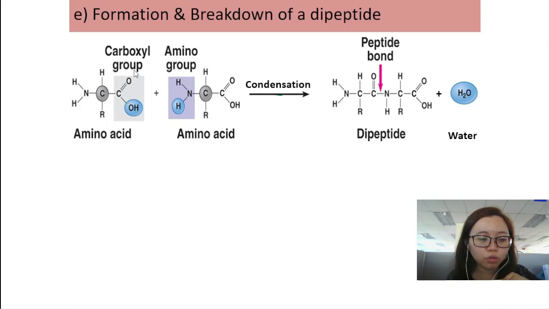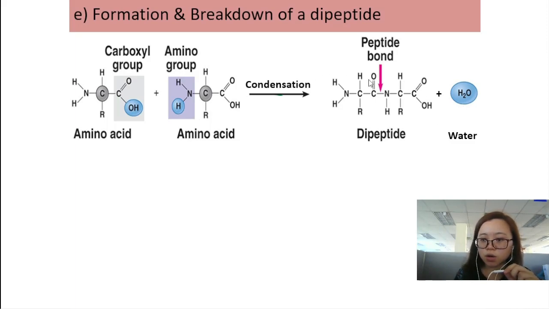This one we are going to focus on the carboxyl group, and on the right we are focusing on its amino group. We do not need to focus on the side chain. So for this example, we just replace it with R. Sebab kita tidak pentingkan dia sekarang. Okay. So if you want to form a dipeptide, you take 2 amino acids, you remove 1 molecule of water.